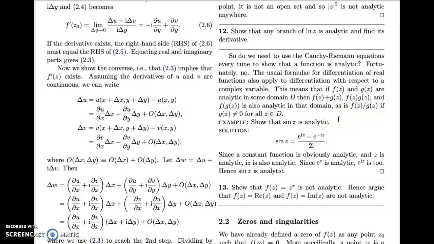in that region. So for example, if you want to show that sine z is analytic, all you need to do is say, well, sine z can be written in this way, but I've also already shown that e to the z is analytic. z is analytic, e to the z is analytic, i times z is analytic, so e to the iz must be analytic. So this is a difference of two analytic functions. That means it is itself analytic. So sine z is analytic everywhere, except possibly at infinity.